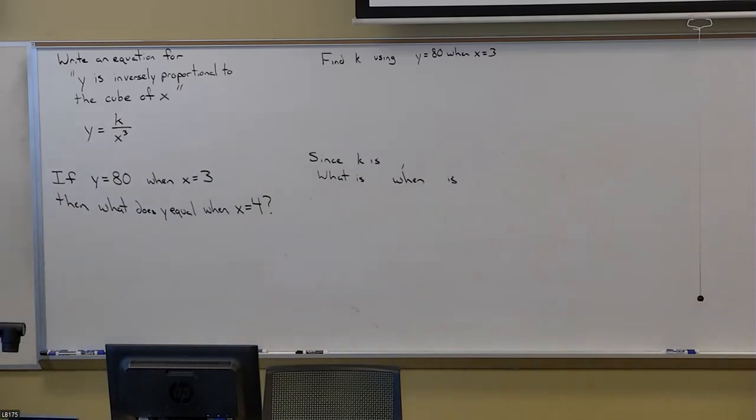All right, so let's go through this. It says y is inversely proportional to the cube of x. So if y equals 80 when x is equal to 3, what does y equal when x equals 4? First off, I always want to write the equation with an arbitrary constant of variation. In this case, that's y equals k over x cubed.